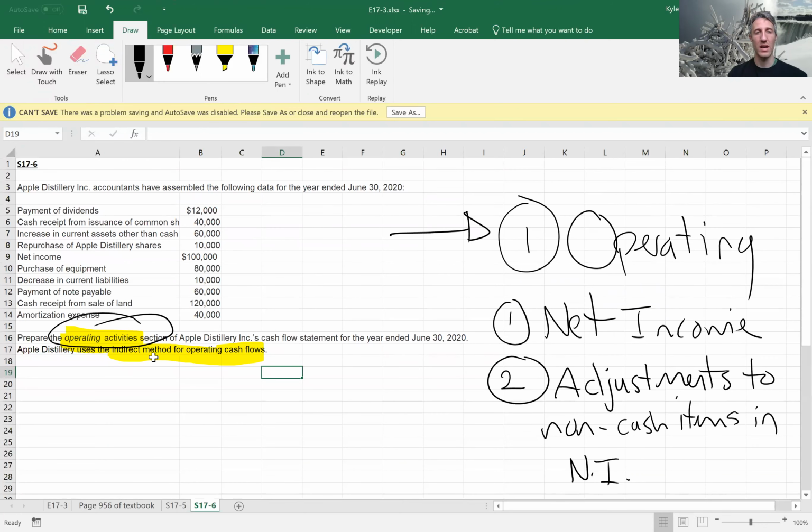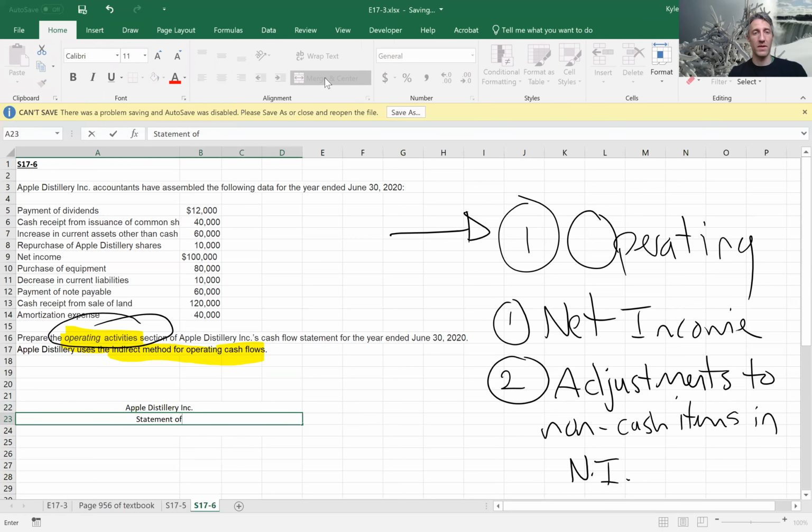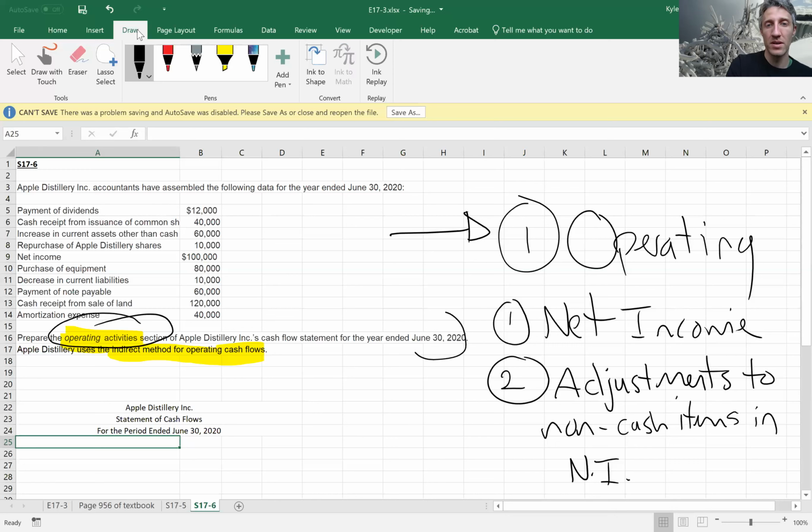So I'm going to start here. As I know, all financial statements start with the title line, and we do 3 title lines. That's common convention. It starts with the organization's name, then the financial statement name, and then the date. So this is Apple Distillery Incorporated. This is the statement of cash flows, and it's for the period ended June 30th, 2020. Organizations can have a year-end date of whenever they want. A lot of organizations have a December 31st year-end. This organization, they've selected a June 30th year-end, so there's nothing wrong with that.